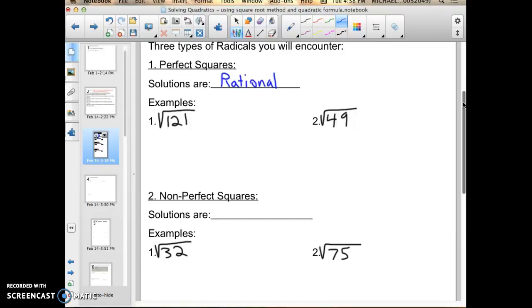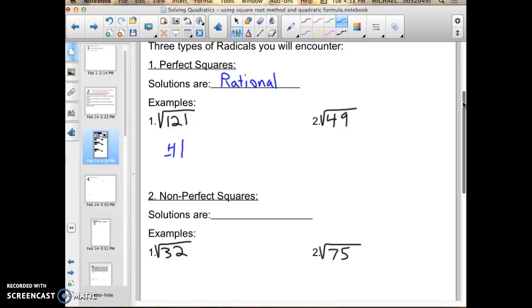So the square root of 121 is a perfect square. Hopefully you have your perfect squares memorized. If not, you can always check with your calculator. I would always start there anyways. Check with your calculator first if you encounter a radical to see if it comes out as a perfect square. The square root of 121, though, is 11. Now, when you take the square root of any number, there needs to be 2 solutions. There needs to be a positive version and a negative version of that number.